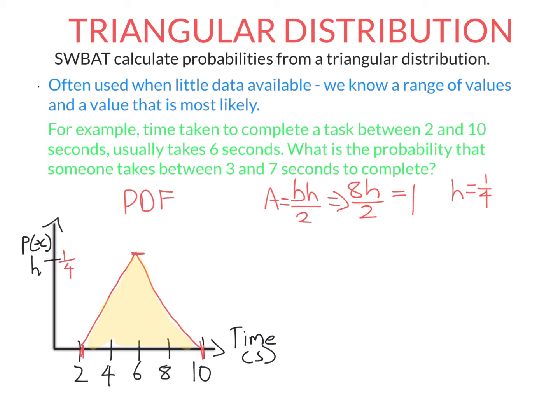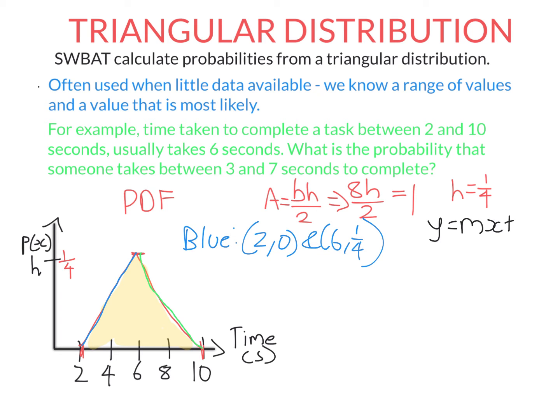So how are we going to find the probability someone takes between 3 and 7 seconds? We can't do this without knowing what the PDF is, without having its equation. Here the PDF is made up of 2 lines, one here and one here. We need to find the equation of each of these lines. Let's start with the blue. This is a line that passes through (2, 0) and (6, 1/4). Now remember, the equation of any line is y = mx + b. You just find m and find b.